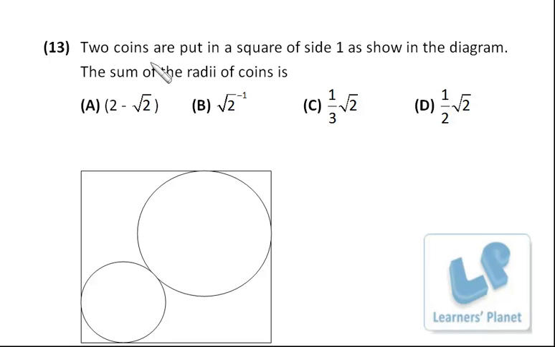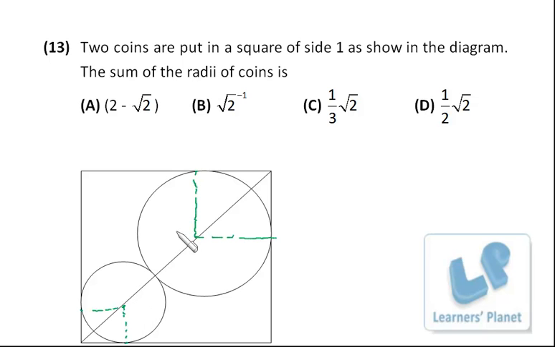Now see this question. Two coins are put in a square of side 1 as shown in the diagram. The sum of the radii of the coins is? Okay, so this is a square with side 1. I just draw this line. Now I assume the radius of this bigger circle to be capital R and this one to be small r. Now what? This is the center of this circle. This, right? And over here also the same thing.